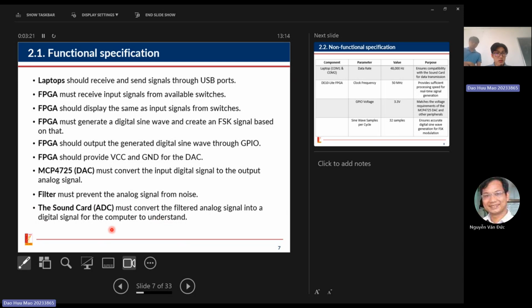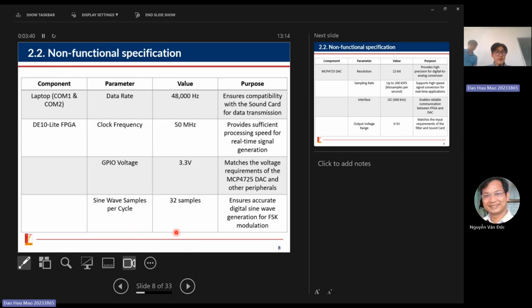And the DAC must convert the input digital signal to the output analog signal, and the filter must protect the analog signal from noise, and the sound card must convert the filtered analog signal into a digital signal for the computer to understand. And about non-functional specifications, about the laptop, we expect the value of data rate to be about 48,000 Hz to ensure compatibility with the sound card for the transmission.